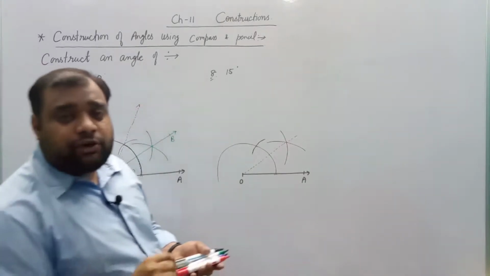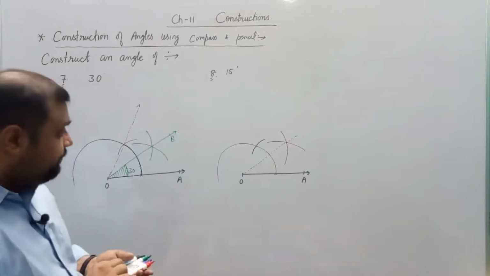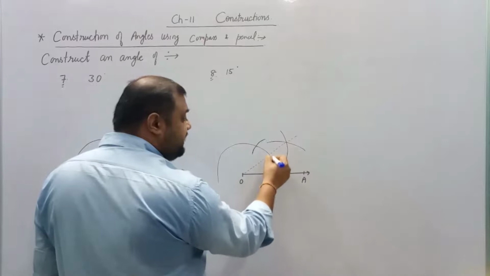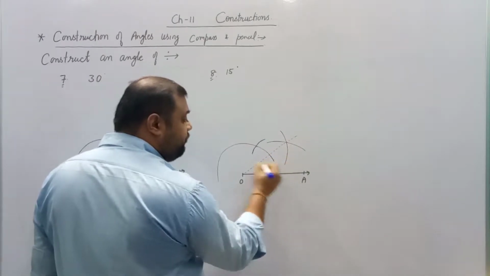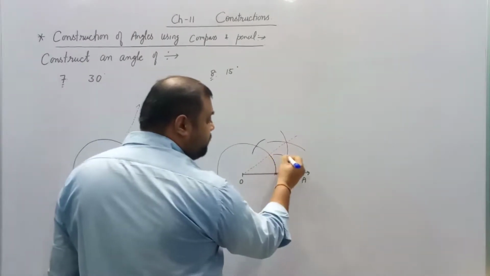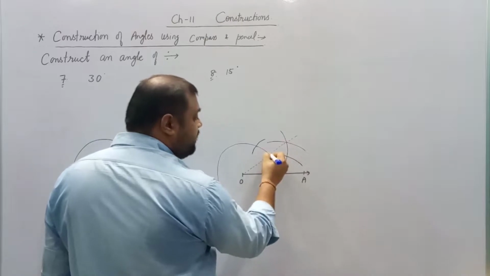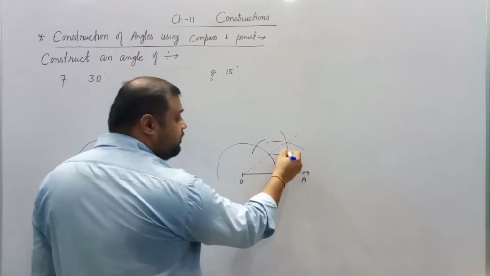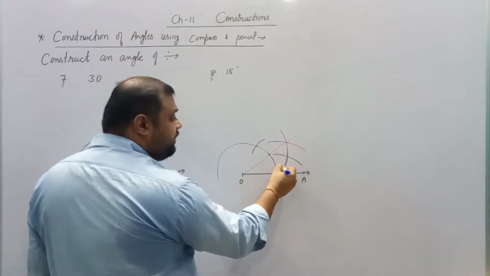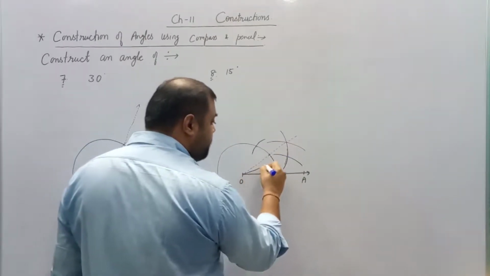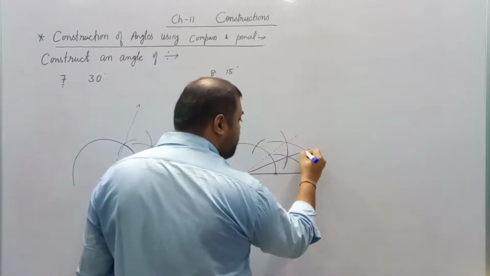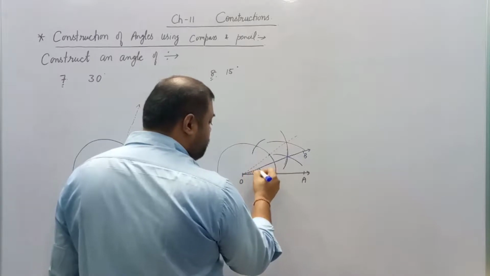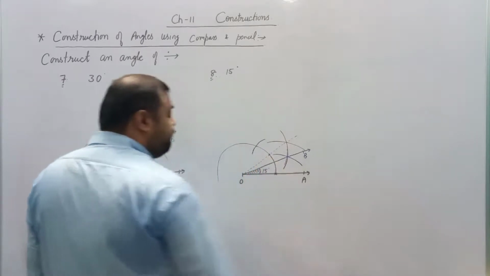Now the angle bisector of 30 degrees is 15. So taking this point as center and more than half of this arc, draw an arc, taking this point as center and more than half of this arc, draw another arc. So this angle is 15 degrees.